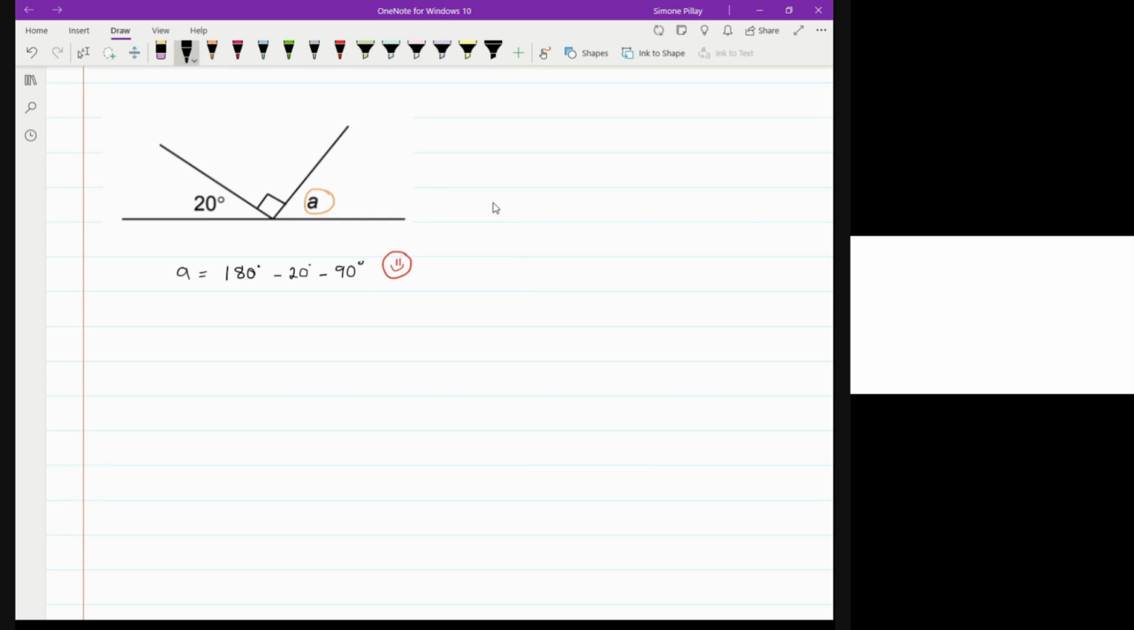So what I want you to be super careful of when using supplementary angles: supplementary angles only refers to two angles that add up to 180 degrees. Over here, there are three angles that add up to 180 degrees. Do you see that? Yes, ma'am.